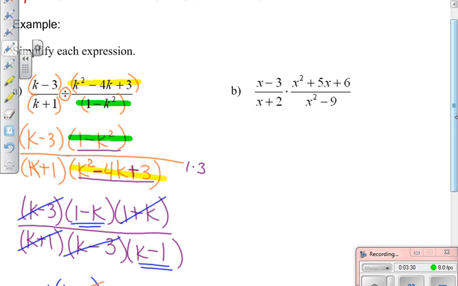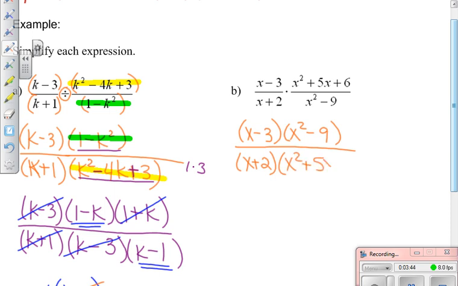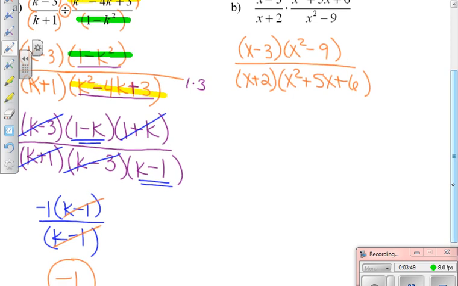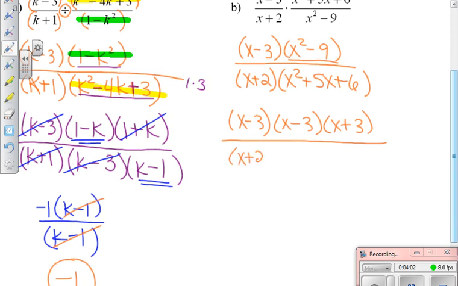Again, let's go ahead and multiply by the reciprocal. We will worry about factoring in our second step. So I've multiplied by the reciprocal. Now I have some factoring to do. X minus 3. X squared minus 9 is the difference of perfect squares. X plus 2 is factored.